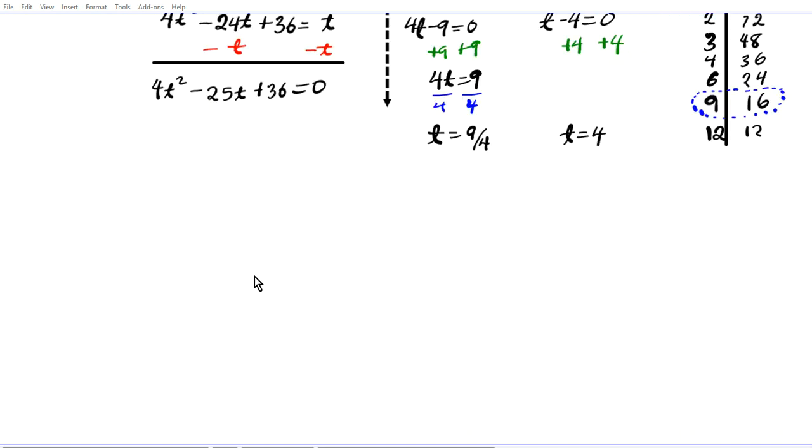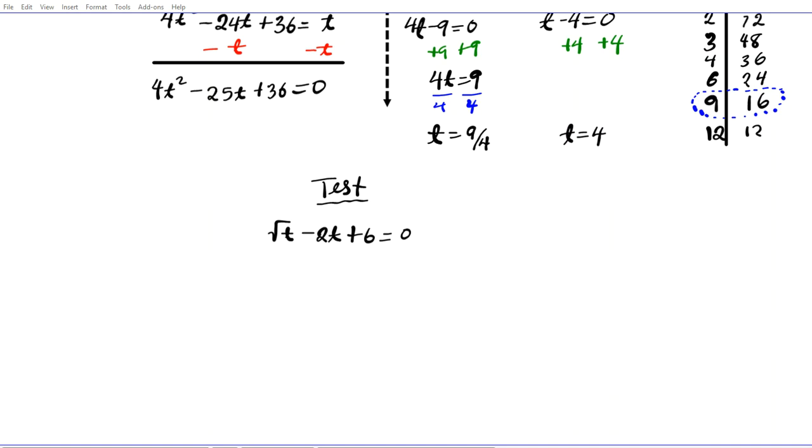So how do we know which is real and which is extraneous? Which one works and which doesn't? We have to test both of them. Okay, so we're going to test both of them in the original equation. I do not remember what it is. So we're going to test them in the equation radical t minus 2t plus 6 equals 0.